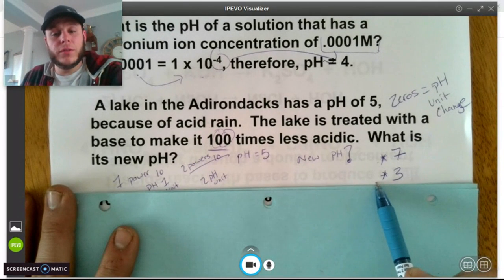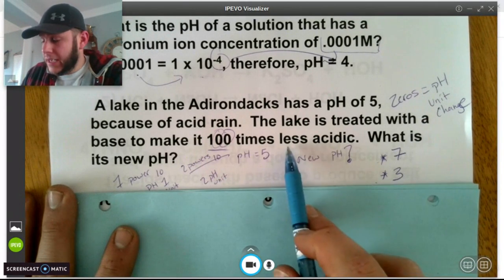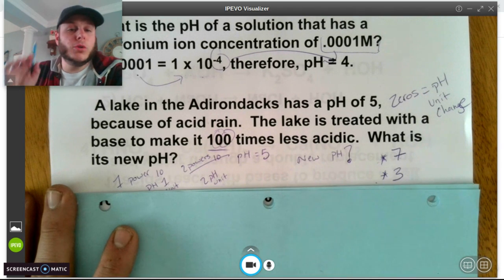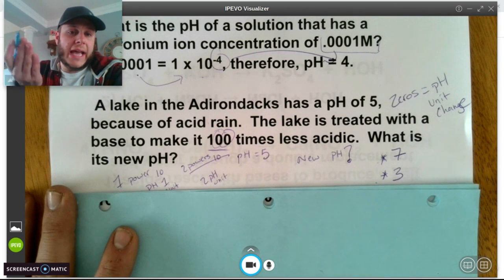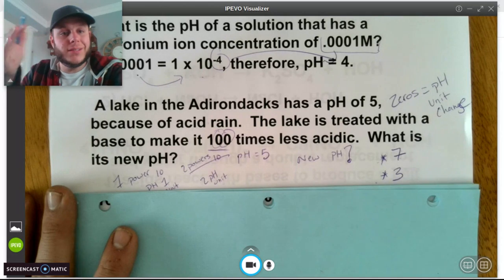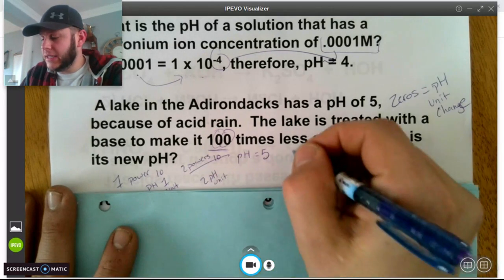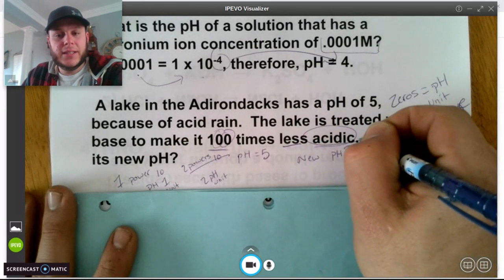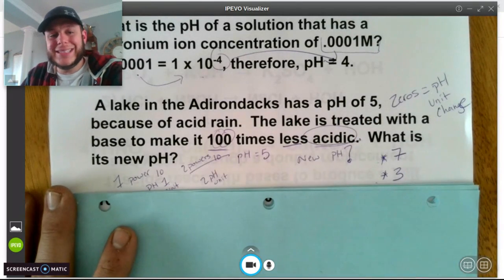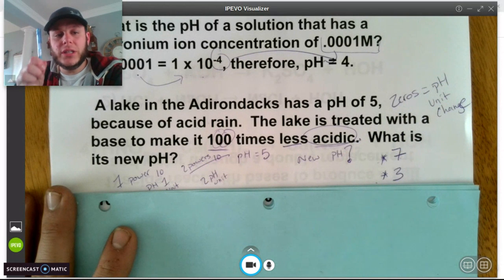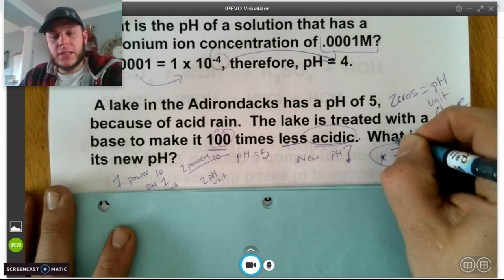Again, you have to be careful because when it says less acidic, most people are just going to jump to, oh, it's less. So if it changed by 2 less, it's going to be 3. But the wording tells you that it says less acidic. And less acidity means an increase in pH number. That is going to be the trickiest part for you guys.